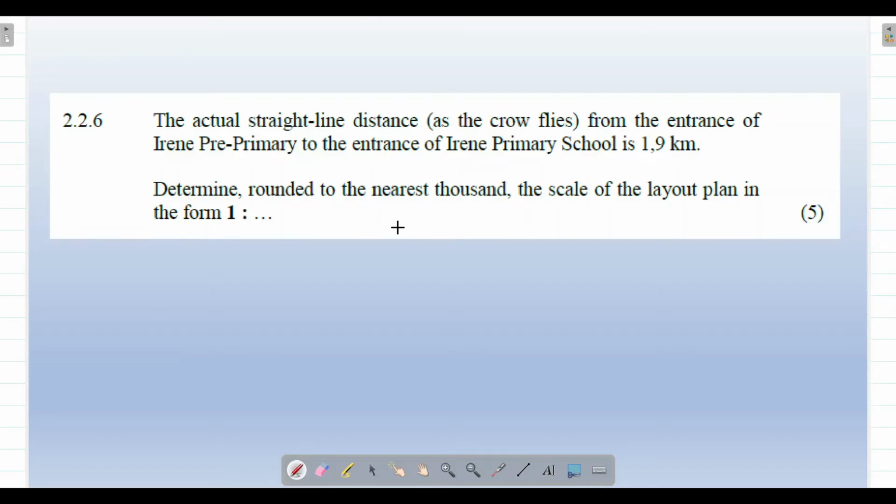Before we even get to that, the first thing we need to do is identify where the entrance of the Irene Pre-Primary is, and where the entrance of Irene Primary School is. We need to measure that distance so that we get our measured distance. So this is question 2.2.6. The first thing we need to do is get the measured distance on paper.